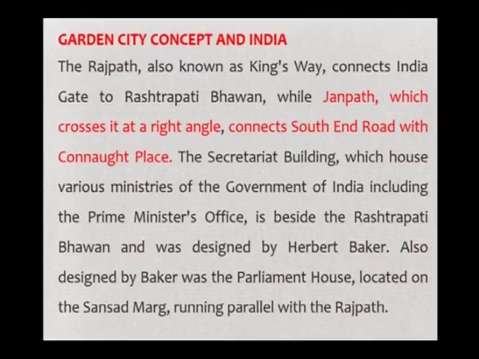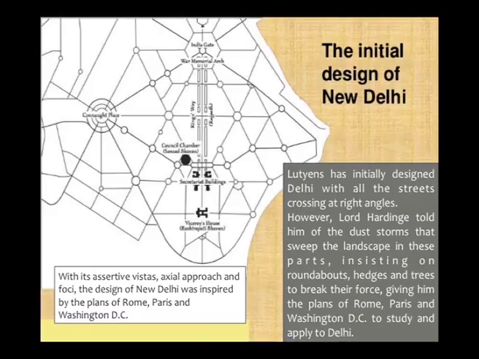The Secretariat building, which houses various ministries of the government, including the Prime Minister's office, is beside the Rashtrapati Bhavan, and this was designed by Herbert Baker. Also designed by Baker was the Parliament House, the Sansad Marg, which runs parallel to the Rajpath.